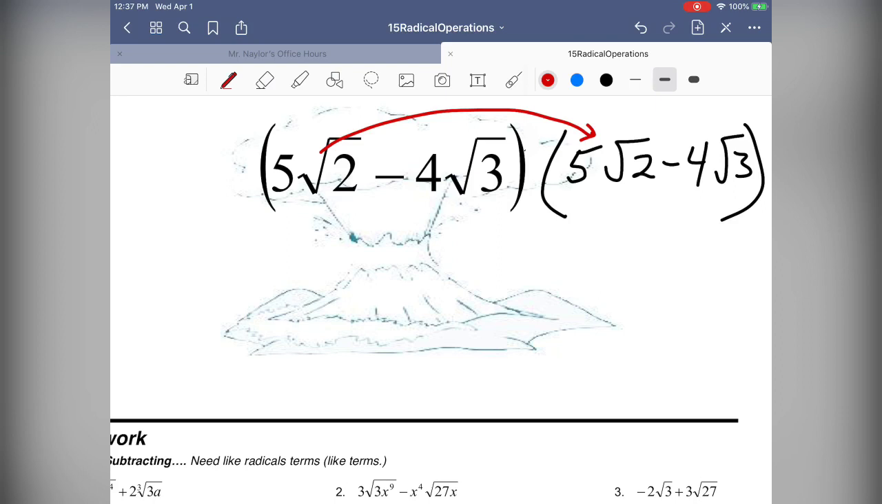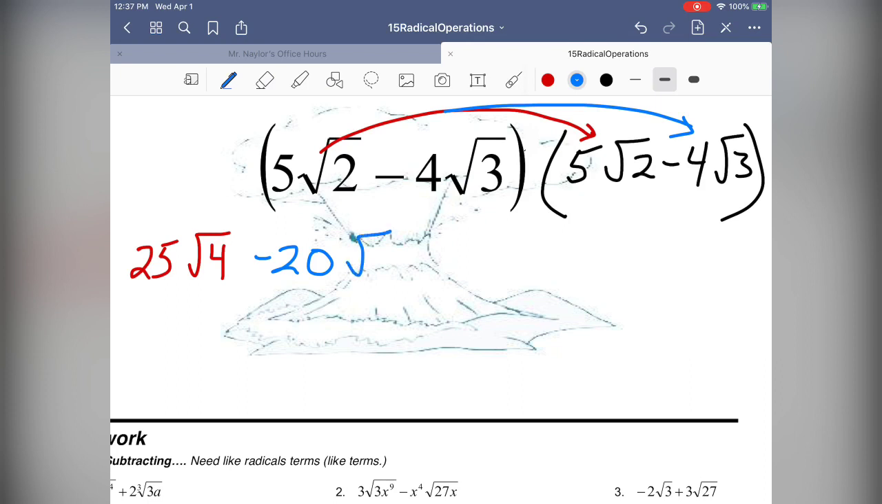So you're going to multiply 5 root 2 times 5 root 2. That means you can multiply the 5s to be 25. Now, when you multiply the root 2s, you're allowed to multiply underneath, and that gives you a root 4. So you can multiply the 2s to be 4. How about multiplying 5 root 2 times this minus 4 root 3? Again, you can multiply the 5 and the minus 4. That'll give you minus 20. You can multiply underneath, and that'll give you a root 6.